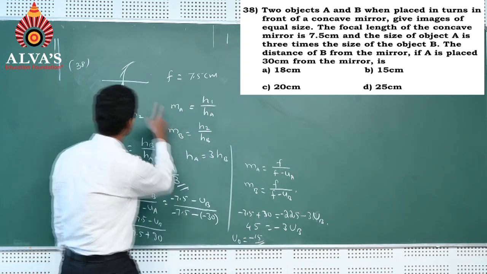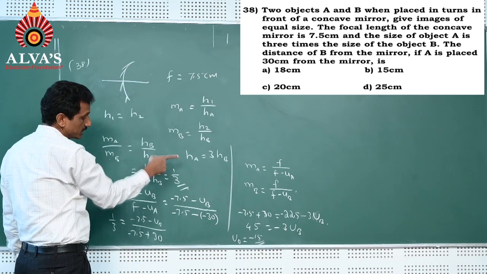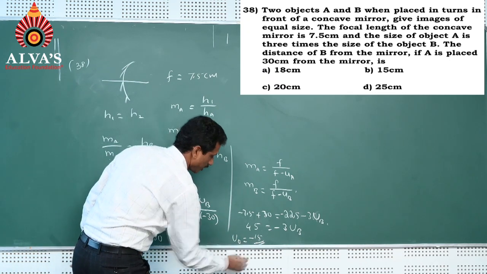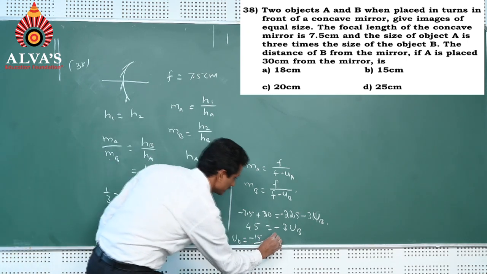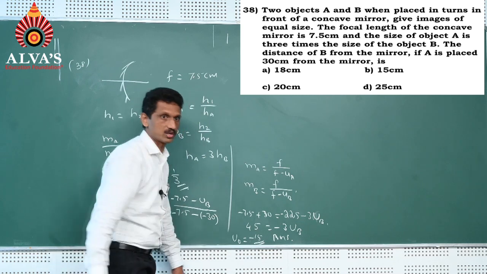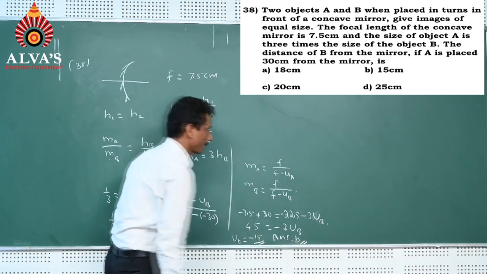The minus sign indicates the object is on this side, naturally the negative sign convention comes. The object distance is 15 centimeter, therefore the answer is 15 centimeter from the mirror. The answer is B.